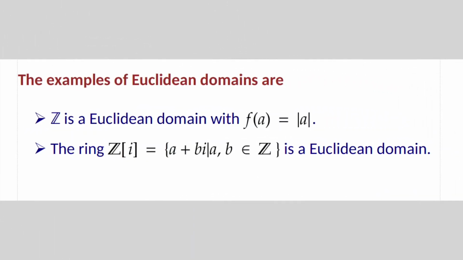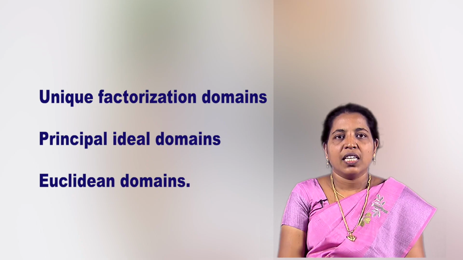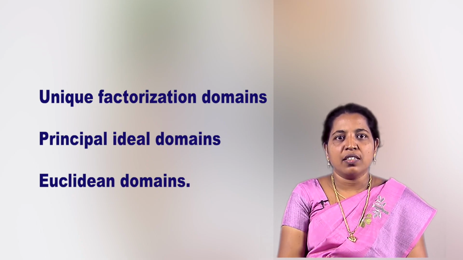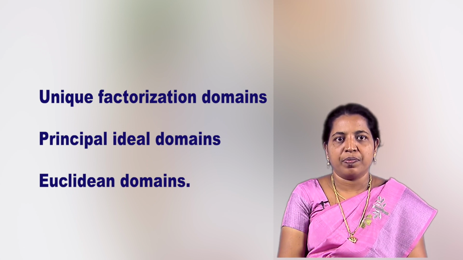The examples of Euclidean domains are Z is a Euclidean domain with f of a equal to the absolute value of a. The ring Z[i], the set of all a plus bi such that a, b belongs to Z, is a Euclidean domain. In the later modules, we will give more details about the unique factorization domains, principal ideal domains and Euclidean domains.